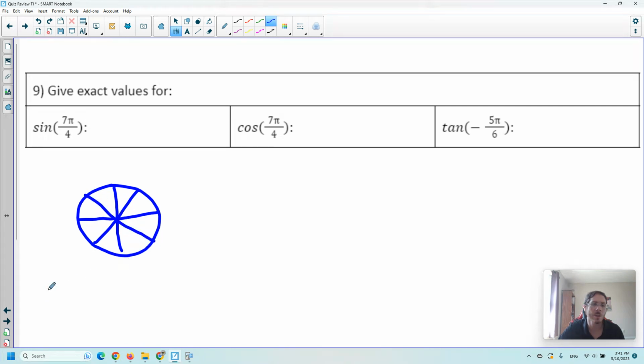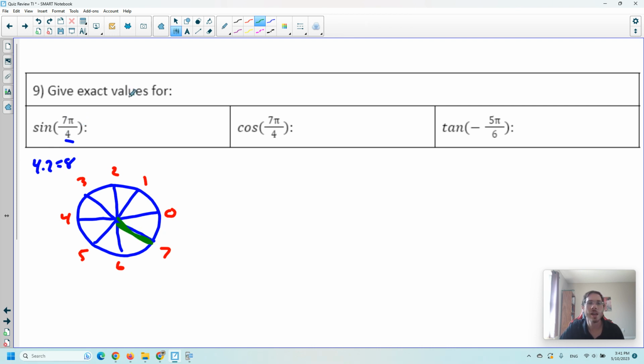Remember, the number of pieces that we do is going to be the bottom. 4 times 2 is 8 slices. Then we count to the top. We got to count to 7. So 0, 1, 2, 3, 4, 5, 6, 7. So that tells me that I'm down here.